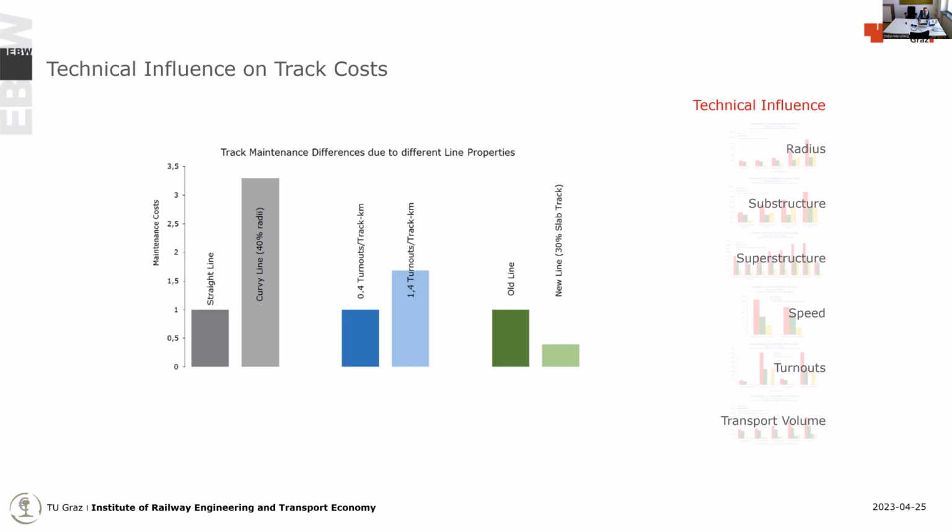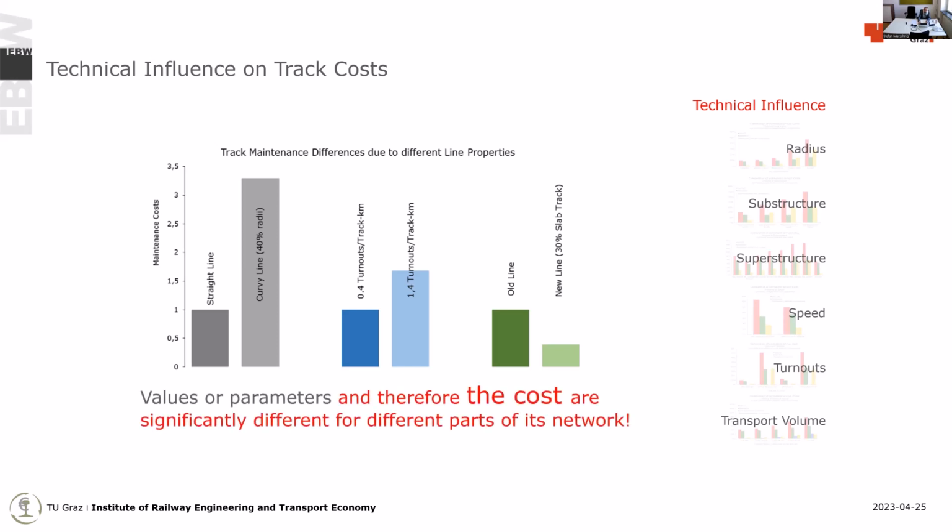So we should, from an engineering point of view, of course, consider that. And that would mean for track access charging, rather a line-based assessment than an assessment of the costs on the basis of the entire network. So this is one aspect from the track point of view. We have those values and parameters that differ, and therefore also the cost significantly differ for parts of the network.